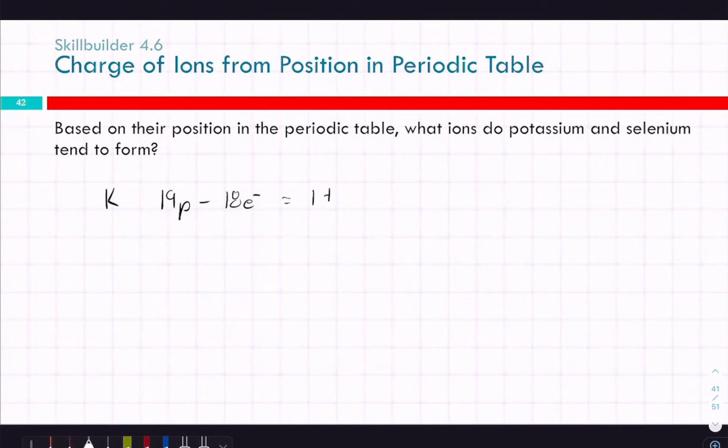What about selenium? We start with how many protons it has. Yes, 34. And it wants to have 36 because krypton is the nearest noble gas. So 34 minus 36 is going to be 2 minus.